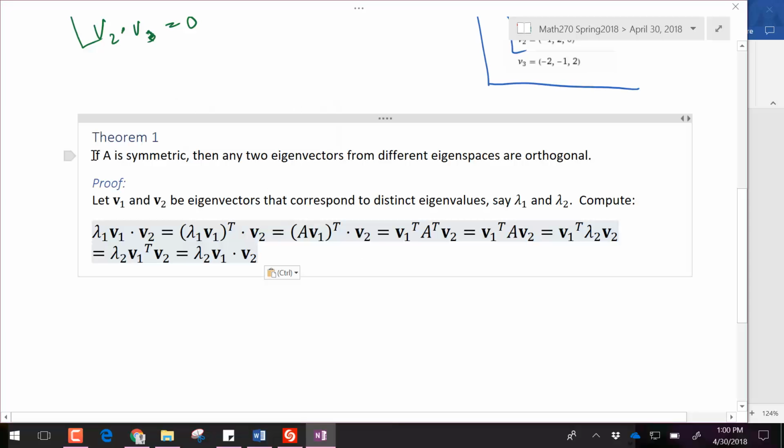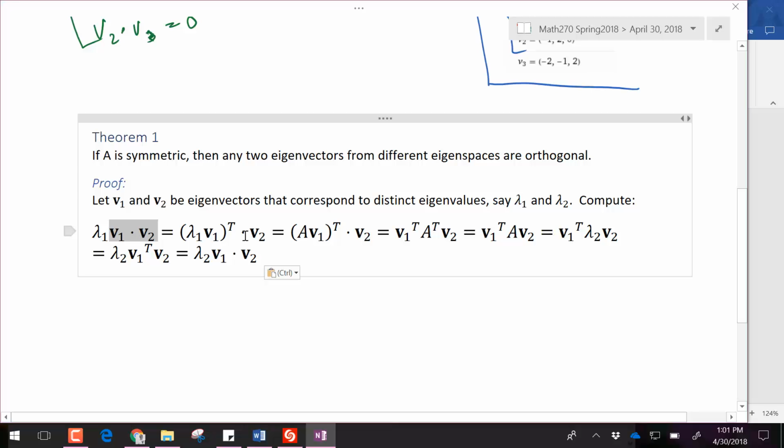So the theorem says that if you have a symmetric matrix, then any two eigenvectors from different eigenspaces are going to be orthogonal. So that's the example that we just saw. So how did they prove it? They proved it by taking a look at this dot product process. They want to show that v1 dot v2, assuming that they're coming from different eigenspaces, is going to be 0.